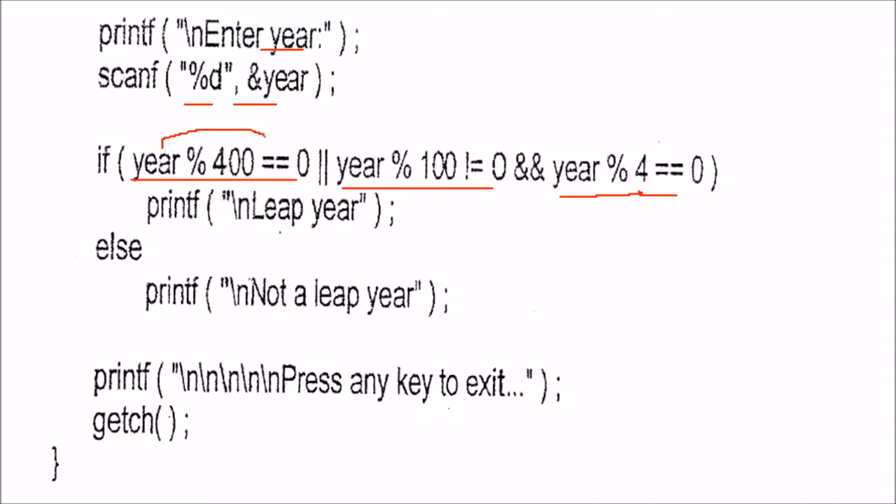Year modulo 400 is equal to 0, or year modulo 100 not equal to 0, right? If both conditions we take, then this is the first, second and third condition. We are taking the OR, and we say if this is the situation, then we get a leap year, otherwise we can say that it's not a leap year.